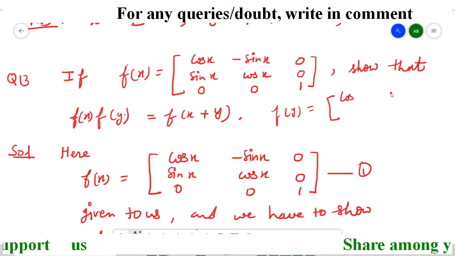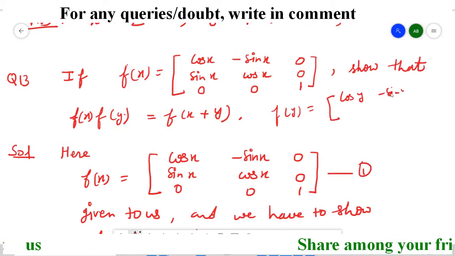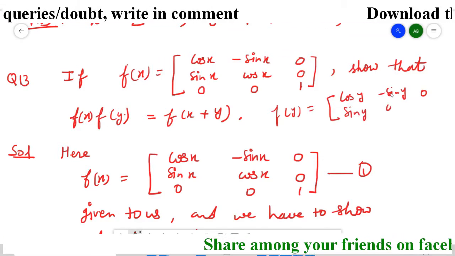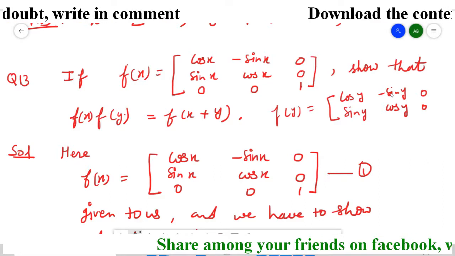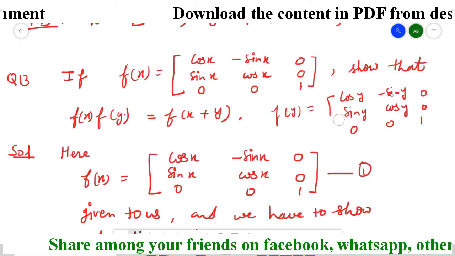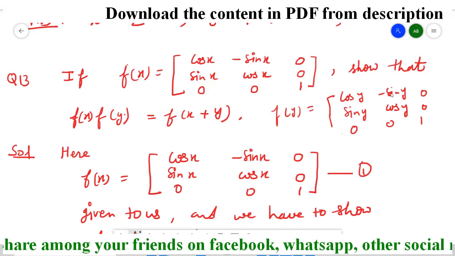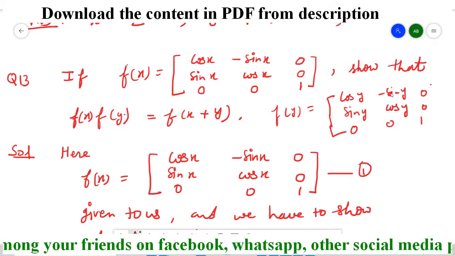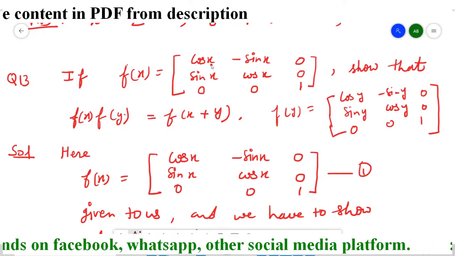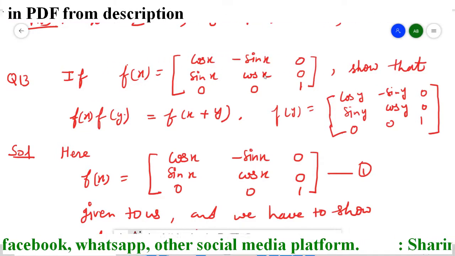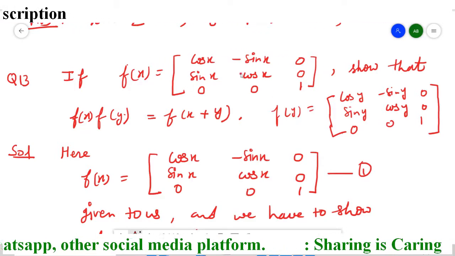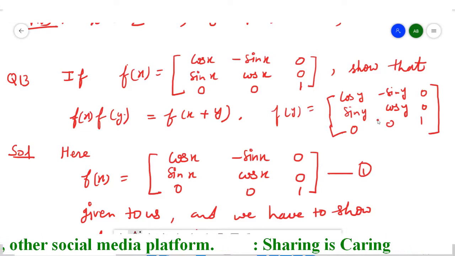It's going to be cos y, minus sin y, 0, and then sin y, cos y, 0, and 0, 0, 1. Like this we will get the fy function. So the conclusion is, if x is there, then the angles are also x, and if you want to create the fy function, then instead of x we are going to write y.